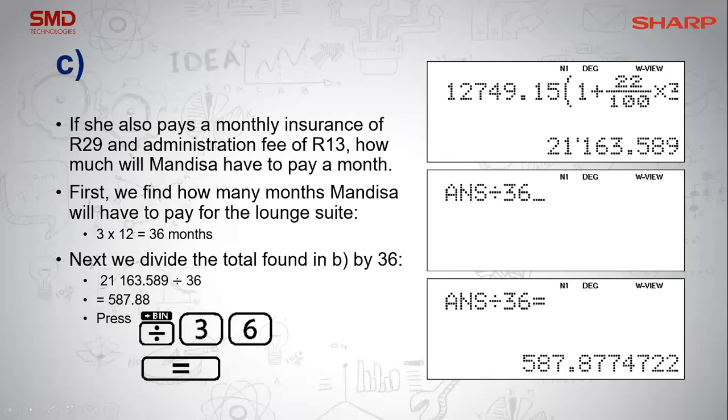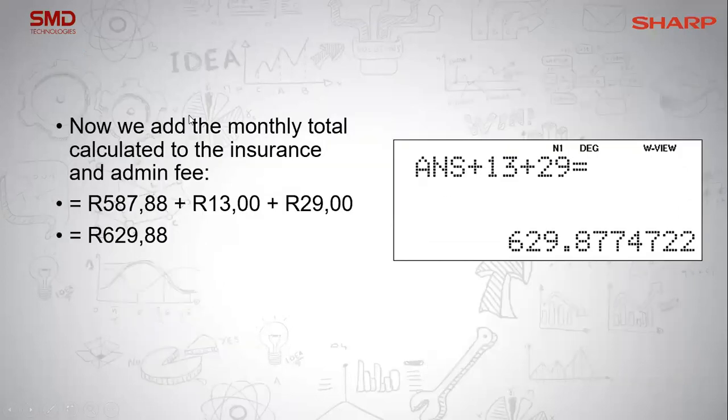So that's that one. And then, of course, we just add all of those things to our total. So we're going to have 13 Rand and 29 Rand and 587 Rand. And our total then becomes 629 Rand and 88 cents. So that's how much it's going to cost her over 36 months.